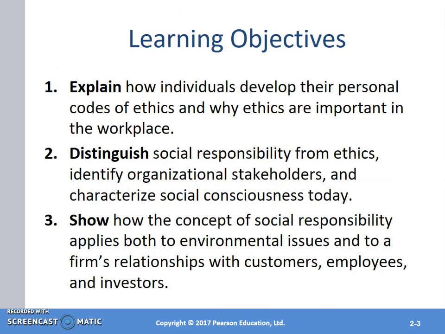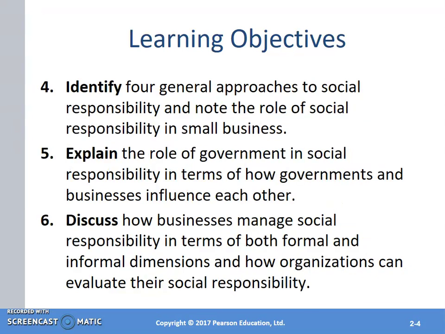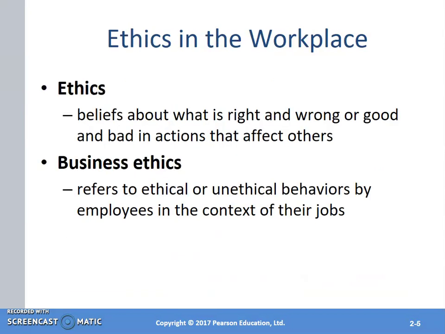In this chapter, we look at how individuals develop their code of ethics, distinguish social responsibility from ethics, and identify the organization's stakeholders. We will show how the concept of corporate social responsibility applies both to environmental issues and the firm's relationships. Then we identify the four general approaches to social responsibility, explain the role of the government in social responsibility, and last, we will discuss how businesses manage social responsibility in terms of formal and informal dimensions.